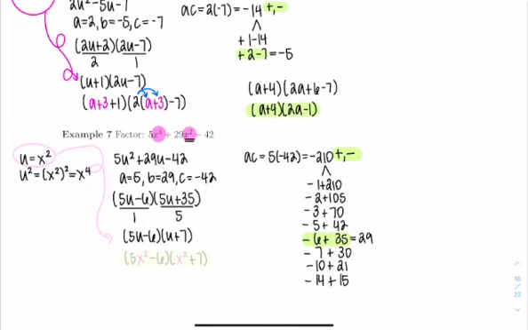Wherever we see a u, we are going to plug in x squared. So we have 5x squared minus 6, and we're going to have x squared plus 7. And that's your final answer.